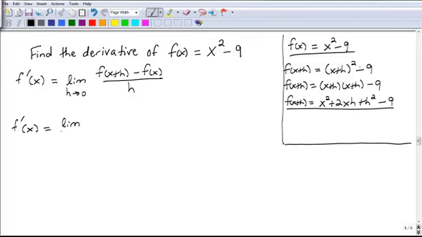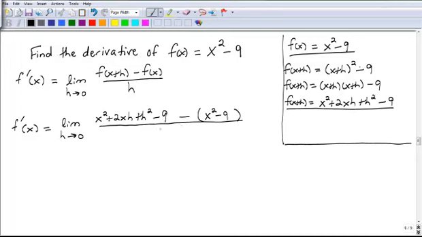It's the limit as h goes to 0 of f of x plus h. That's x squared plus 2xh plus h squared minus 9. And then I have to subtract f of x. But I have to subtract all of f of x, so I have to put f of x in parentheses. And this is all over h.